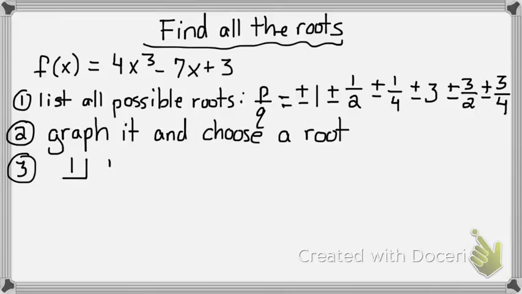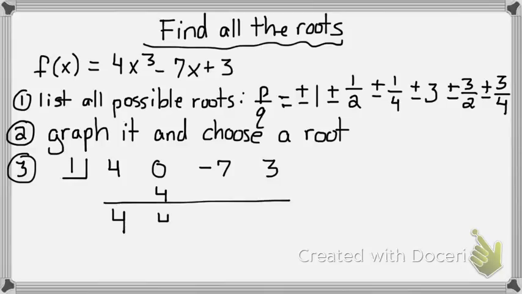So, of course, I'm going to write my coefficients. And, of course, I have a 0 because of the placeholder. And what you've learned before, you bring down your first number, multiply, add straight down, multiply, add straight down, multiply, add straight down. As you can see, I do not have a remainder, obviously, because 1 is a root.